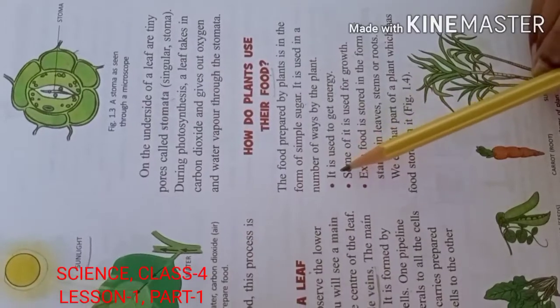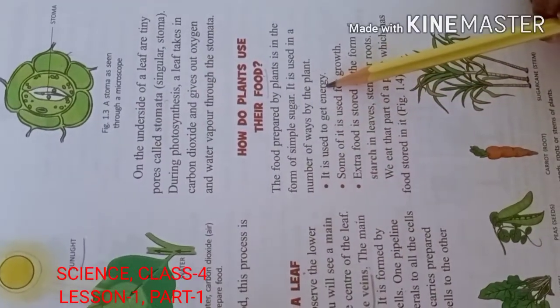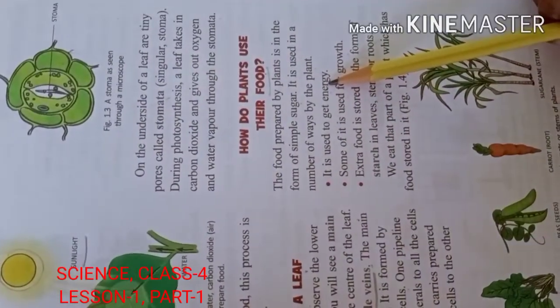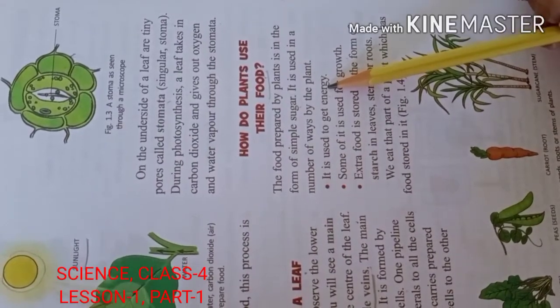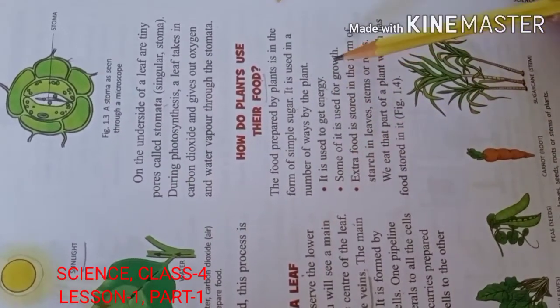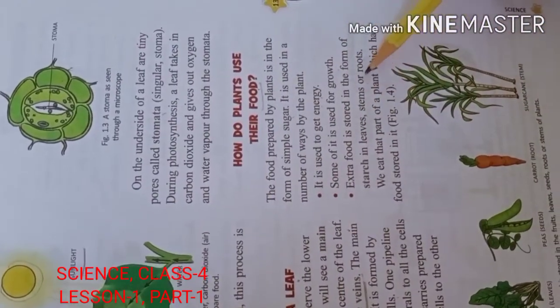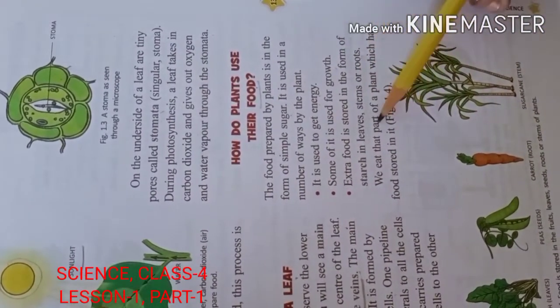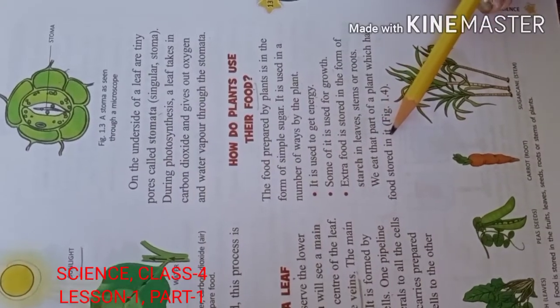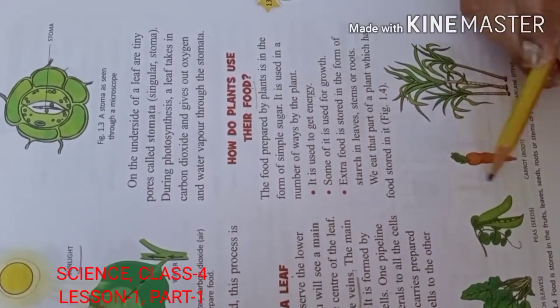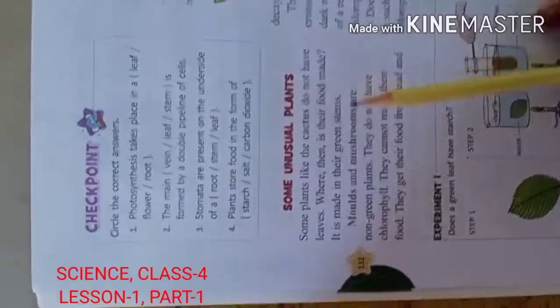For example, see here, it is used to get energy. So basically the plant is getting its energy, and next for growth, and also stored in the form of starch in the leaves, stems or roots, and we eat this part which has food stored in it, a carrot mostly we can say.